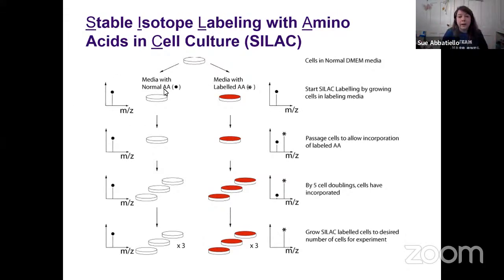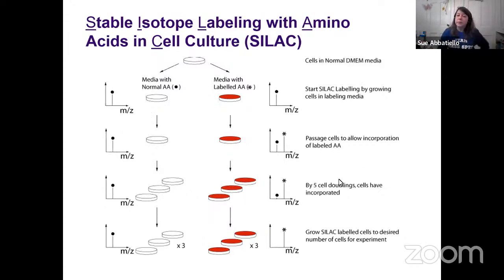And so here we've got the normal amino acids on the left, which would be light, and then media labeled with heavy amino acids, which would have the asterisk. Once these cells are labeled and you go to harvest them, you can combine them immediately. So any sample prep steps that these cells go through, they are seen equally and will have the same level of variability. This is one of the most ideal situations because you can combine your samples very early on in the process.